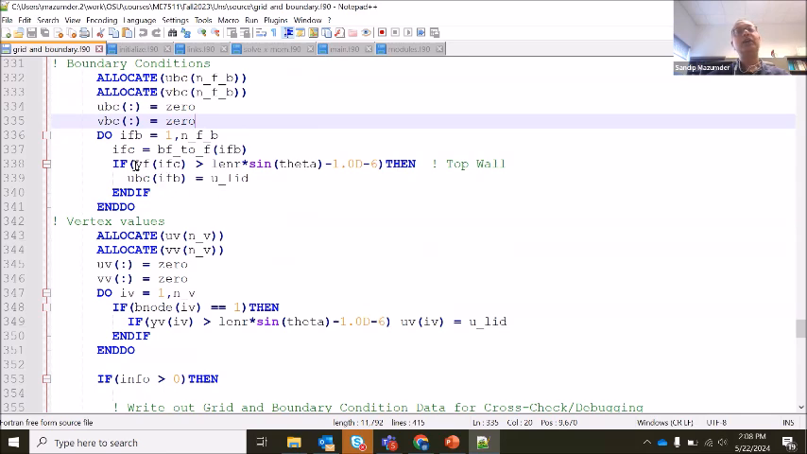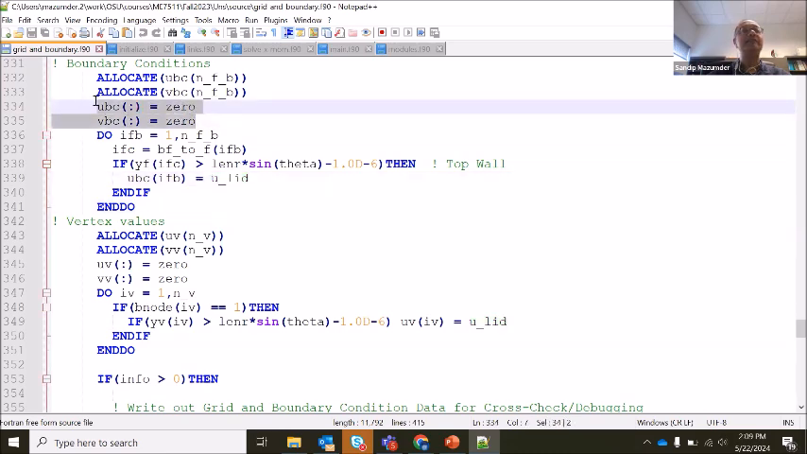So basically here, what I'm saying is if the y coordinate of the face is within a certain tolerance of the top of the cavity, okay, so you can see this length, len r, is basically the length, capital L, that I had shown, times sine of theta. Now theta, if theta is 90 degrees, then it's a perfect square. If theta is 60 degrees, then it's inclined, right? So depending on what I have, but nonetheless, within a tolerance of 10 to the minus 6, if the y coordinates of the faces are within that tolerance, then I hardwire essentially the u velocity, okay, to the lid velocity. That's how I'm setting my boundary conditions.